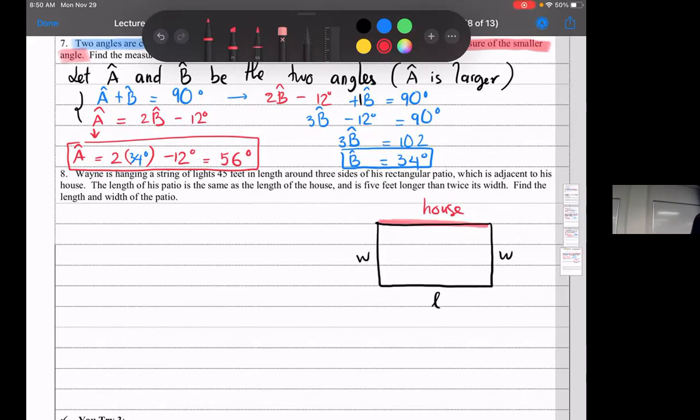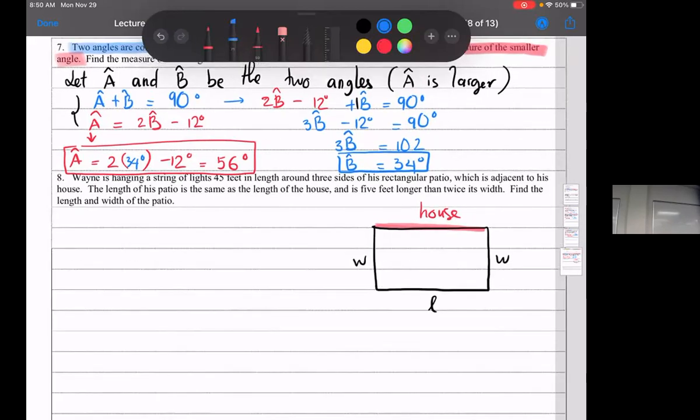Okay, I'll start with the easy one. The easy one is the second sentence. The length of his patio is the same as the length of the house and is 5 feet longer than twice its width. So the one in blue, length is L, 5 feet longer than twice the width. So 2W + 5. Most people get that right.